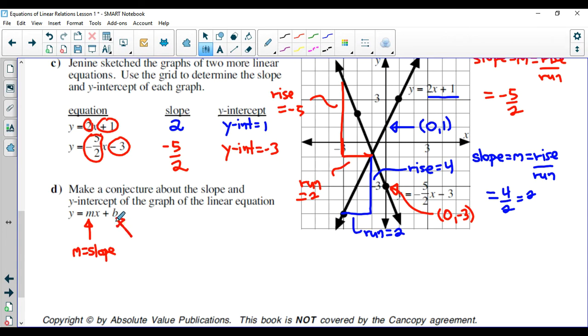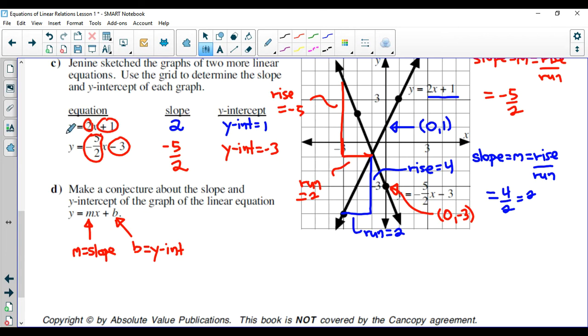Now, we use a different variable to represent this. So we use the variable b to indicate what the y-intercept of the graph is. So if you have an equation in the form y equals mx plus b, the coefficient beside the x value tells you what the slope of the graph is, and the constant term on its own tells you what the value of the y-intercept is.